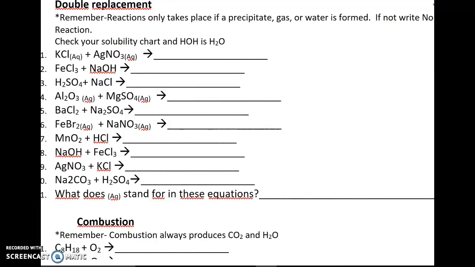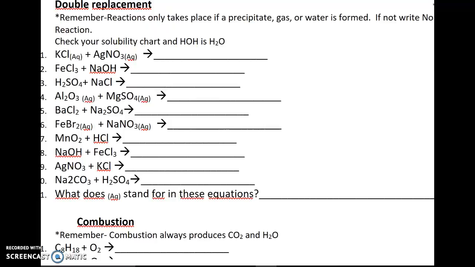We know that double replacement reactions only take place if a precipitate, a gas, or water is formed. Water will be pretty obvious. One of the products will be water, HOH, which would be H2O. We're not going to have to worry about if it's a gas or not, but we do have to be able to determine if the products are precipitates. And a precipitate is going to be something that's insoluble in water.